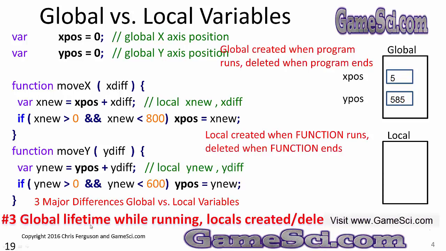Finally, globals have a lifetime while the program or web page is running. These global variables xposition and yposition are created when the program runs, when the web page is loaded, and they do not go away until the web page goes away, until you stop running the program. Local variables, however, are created when the function runs. As soon as it starts to execute, that's when the local variables are created, and those local variables go away when the function has ended. So those are the three major differences between globals and local variables. Hopefully you understand them better now.